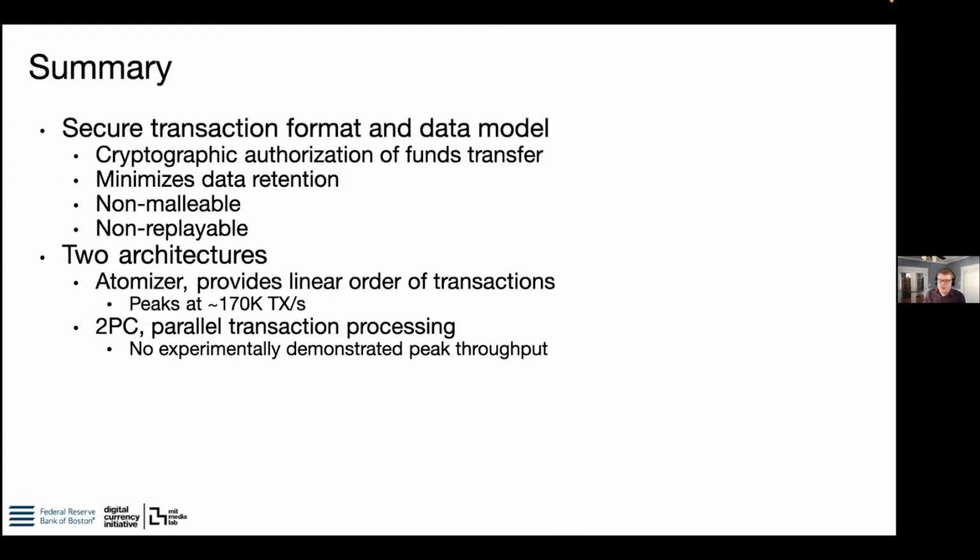So once you've signed a transaction and you submit it, you don't have to be worried about the fact that other people holding that transaction can move your money. The authorization is single time use. And then we built 2 architectures that implement the transaction format and data model. One of which is the Atomizer, which provides a linear global ordering of transactions, but ultimately peaks out at about 170,000 transactions per second. And then we built a second architecture, two-phase commit, which implements parallel transaction processing and appears to have no, at least from what we've seen, no experimentally demonstrated peak throughput.